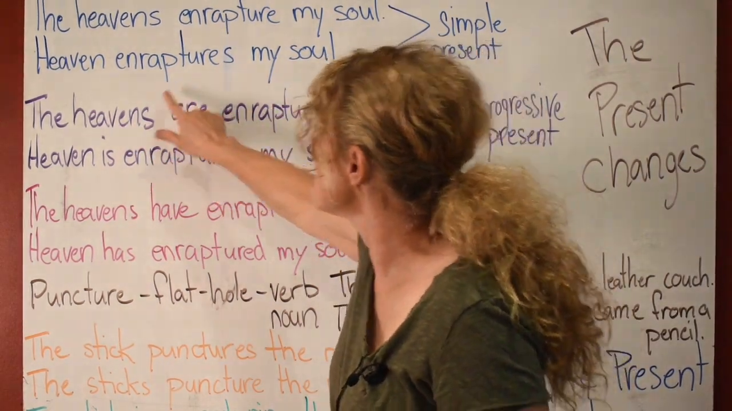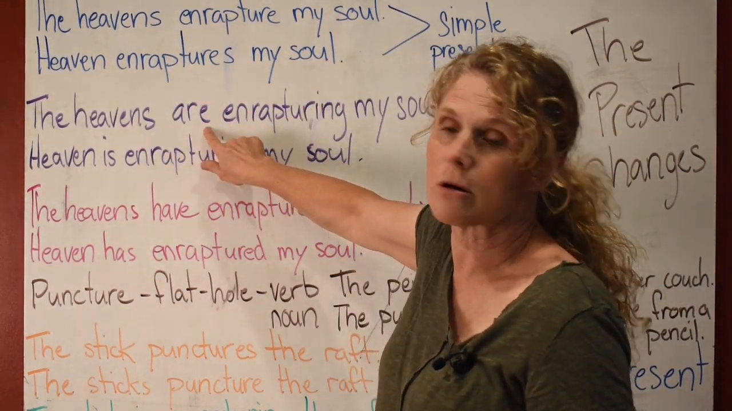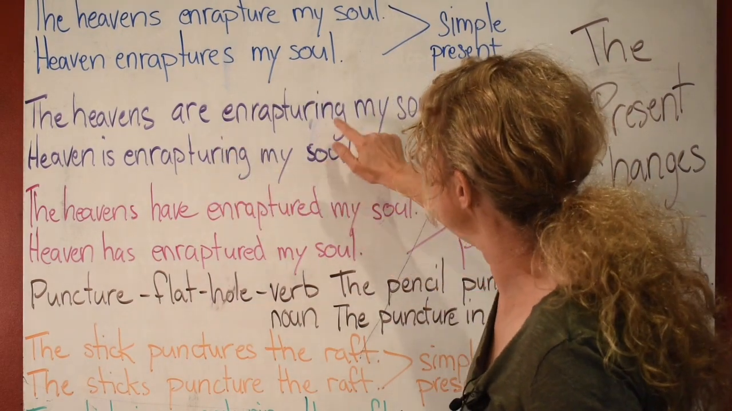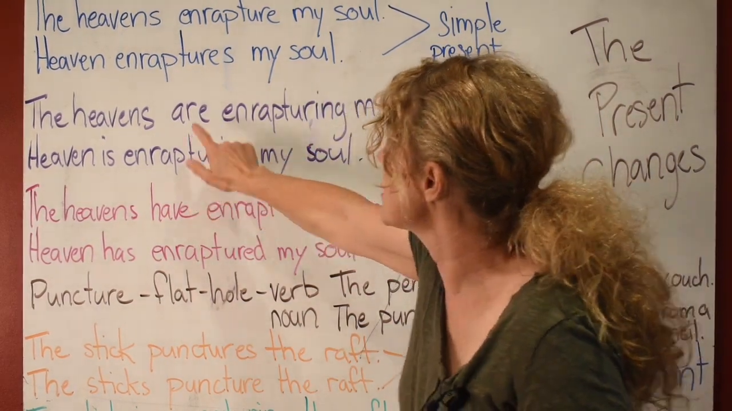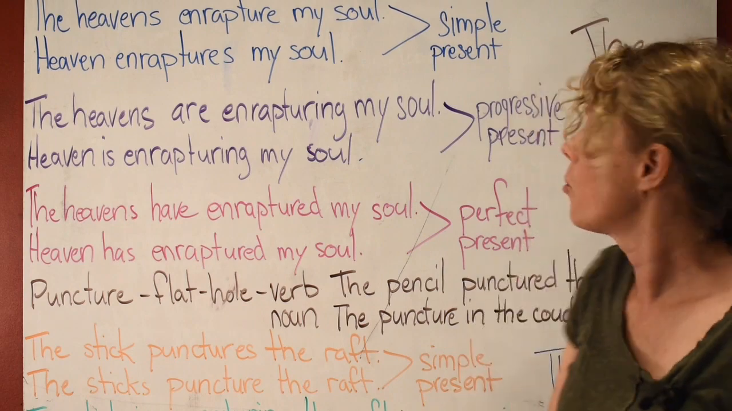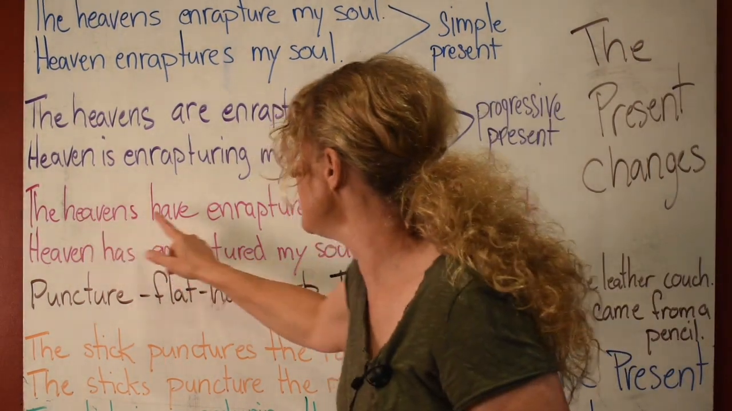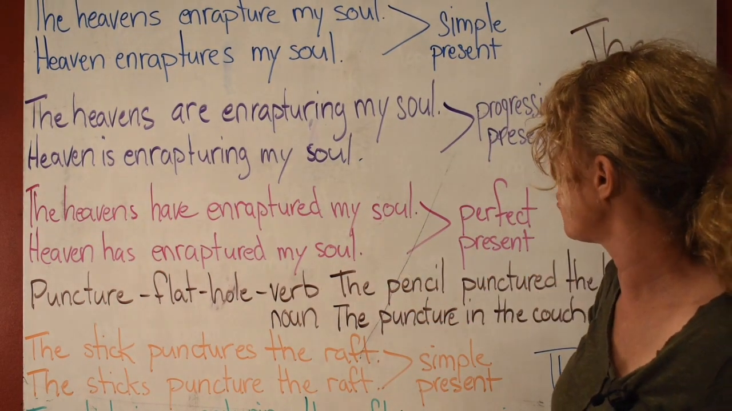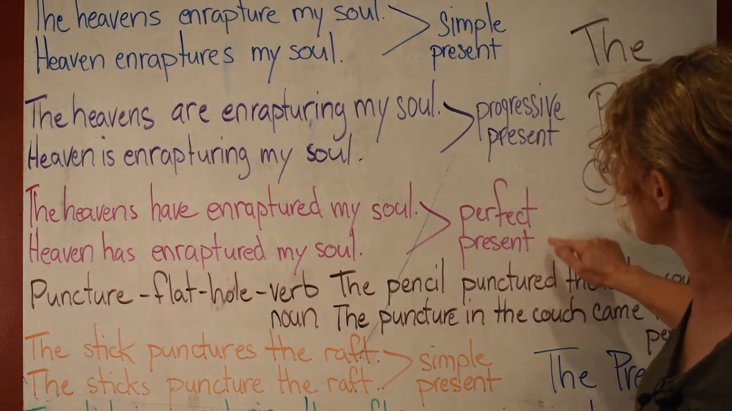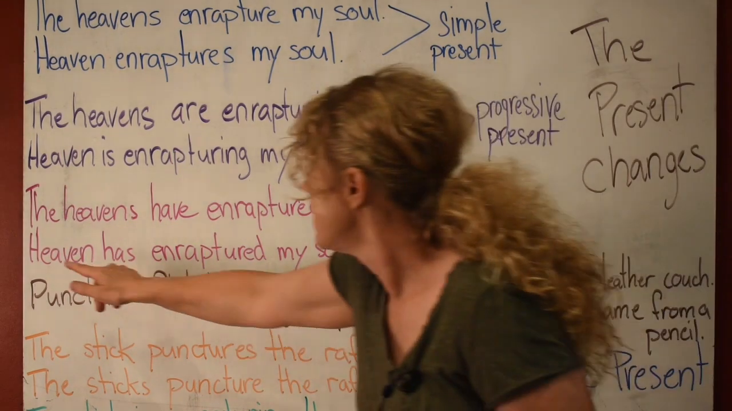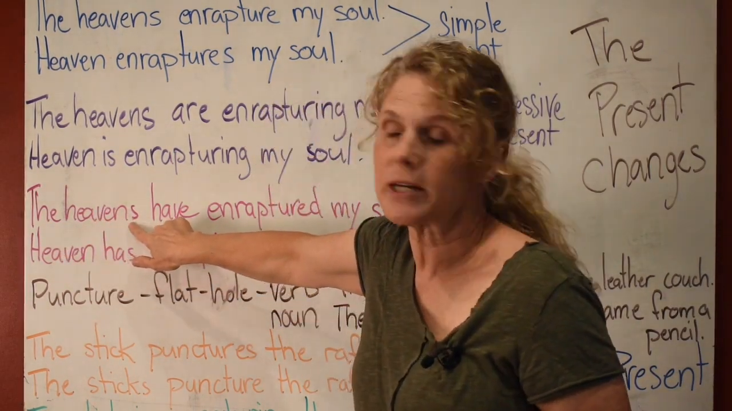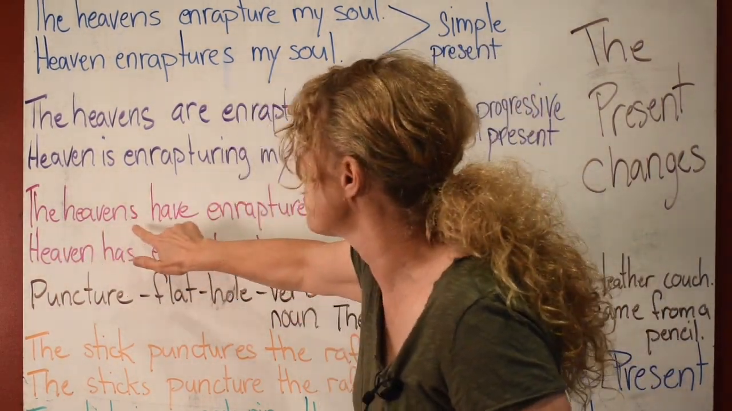This is plural, so your auxiliary verb is plural. You don't look at it right here. You look at your auxiliary verbs when you are in the progressive tense. The heavens have enraptured my soul. So now we're sitting in the perfect tense. See how this has the S on it? So this means it's plural.